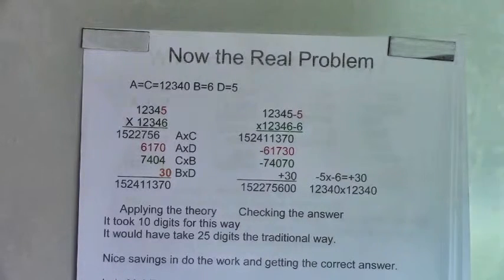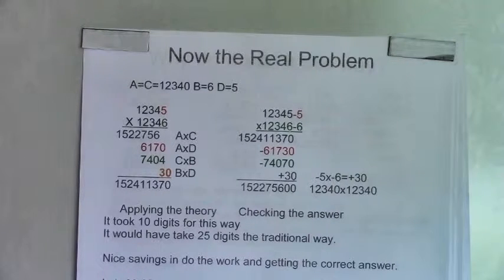So we didn't have to do all of those multiplications over again. We only had to do 3 multiplications, which took about 10 digits. But if we tried to do it the way we did before, we would find that it would take 25 digits. Now, one of the things that we like to do in mathematics is to check our answers.